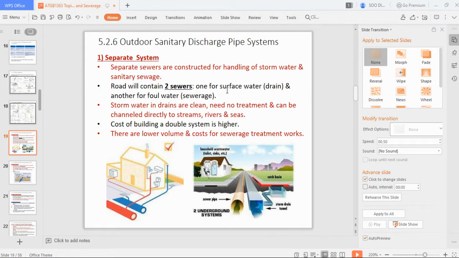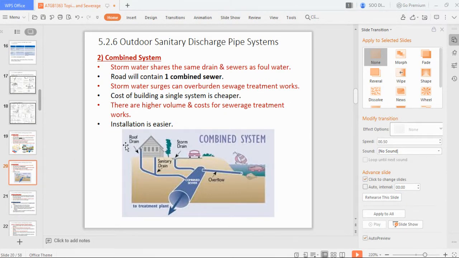So if you are to combine your rainwater and your foul water into a single pipe, you are actually putting a very high load onto your sewage treatment plant. Because if you were to do it this way, then you have to consider a lot of area. You have to consider the extra water being directed from the rain to the sewage treatment plant. So we do not do that. We do not combine them together.